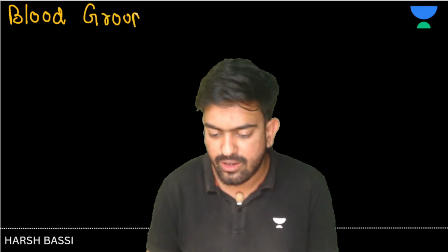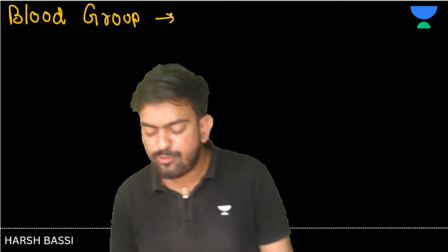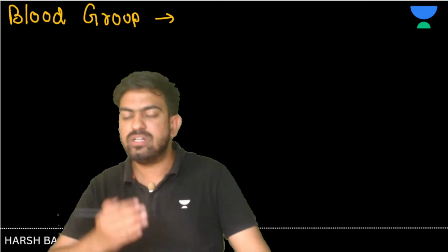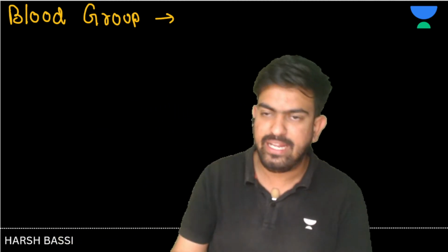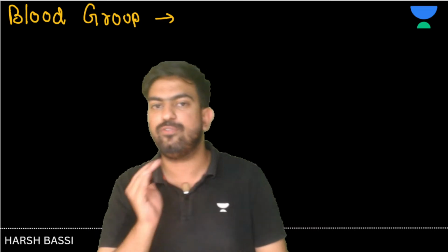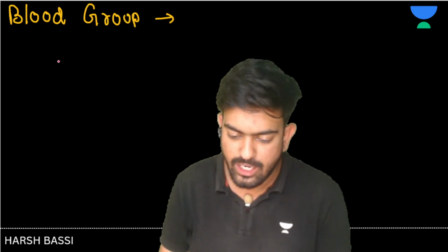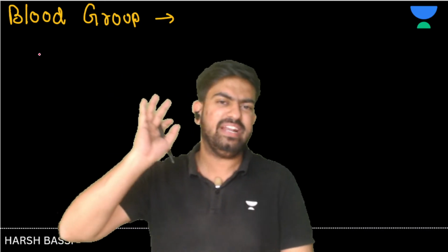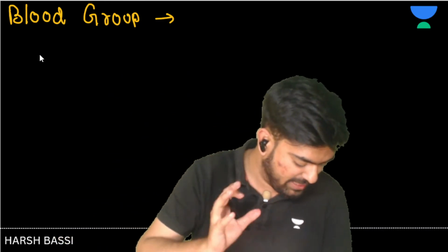Blood group, okay. How many types of blood groups do we have, sir? We have A positive, A negative, B positive, B negative, AB positive, AB negative, O positive and O negative, right? So let's forget about positive and negative first. Let us talk about A, B, AB and O.